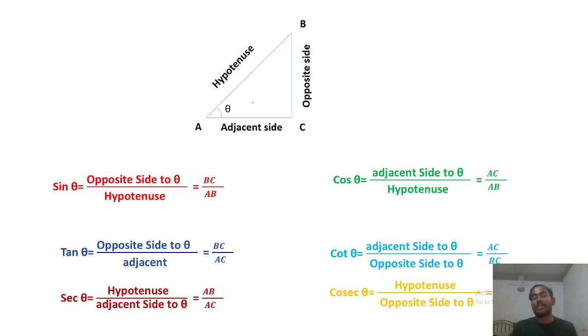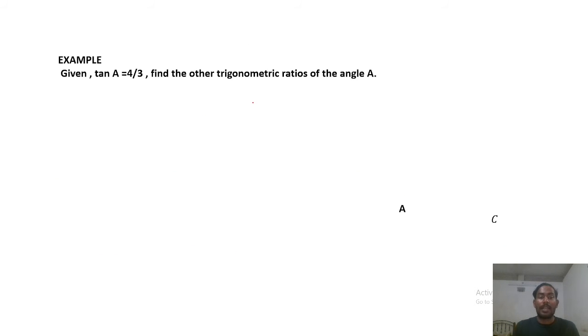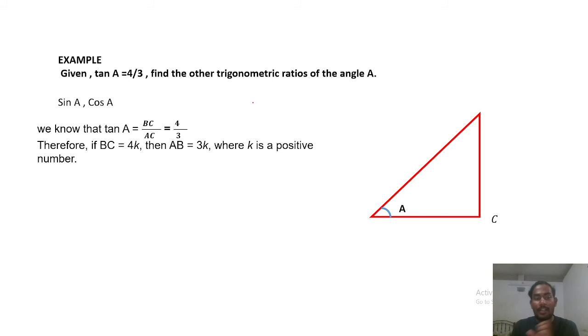Now we can understand by taking an example. Suppose we have a problem: tan of angle A is 4/3. Find the other trigonometric ratios of angle A, right? We will only consider sine and cos, because we have very little time. So this is the triangle, and this is the angle A.